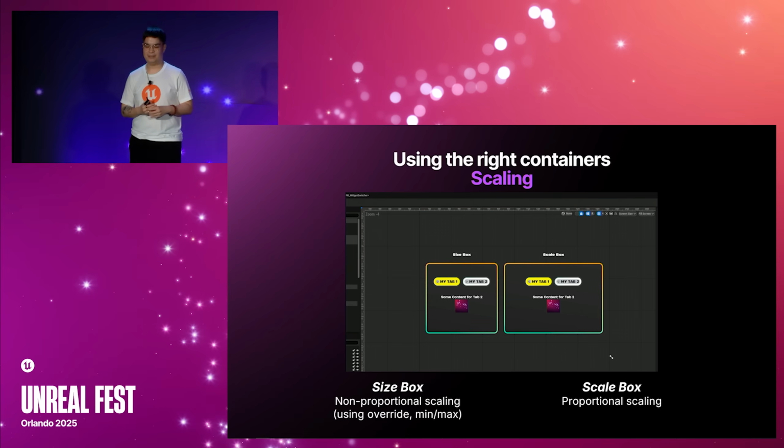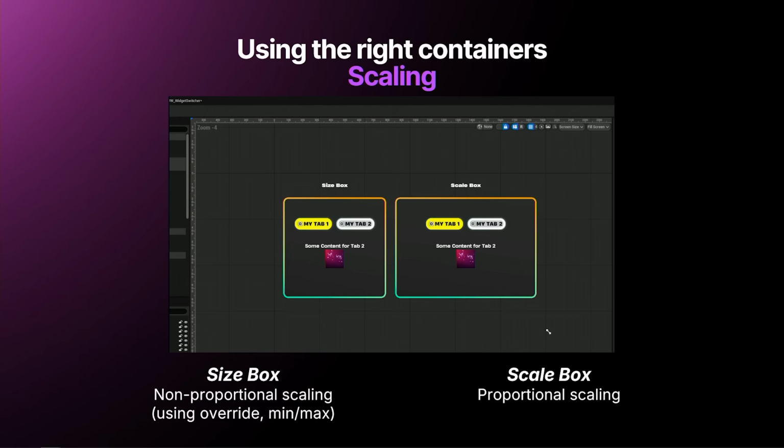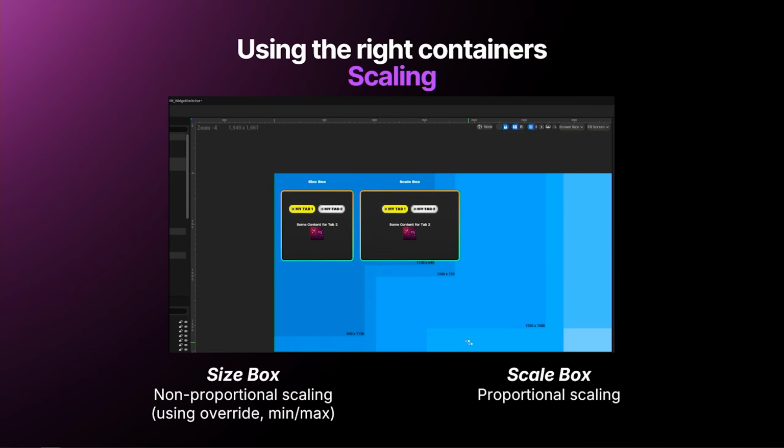And so this means that I could scale it and make it a rectangle. I can make it a box. I can make it really long but not wide. And that's because they have properties called override and min and max, which applies to the height and width of the widget. While if I want proportional scaling, let's say I want to keep my rectangle rectangular as it scales up in screen size, I could use a scale box.